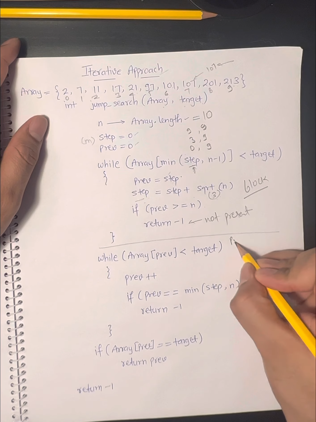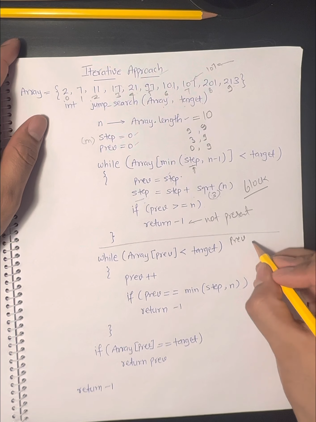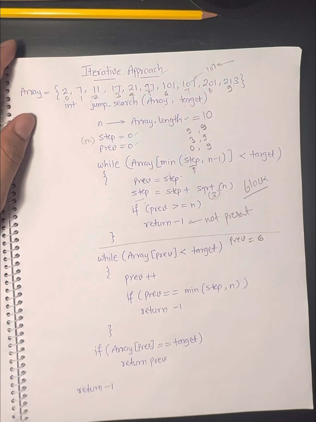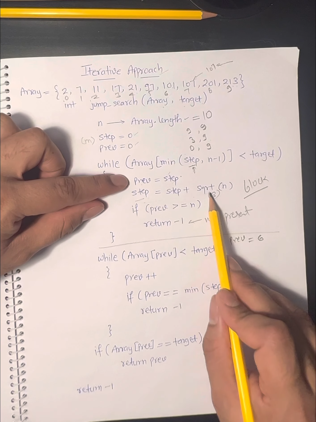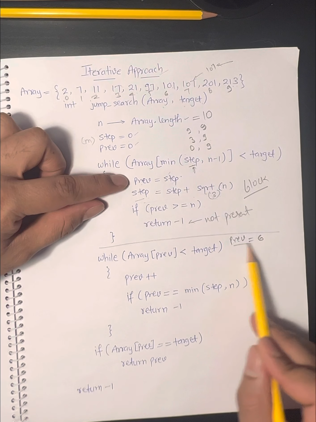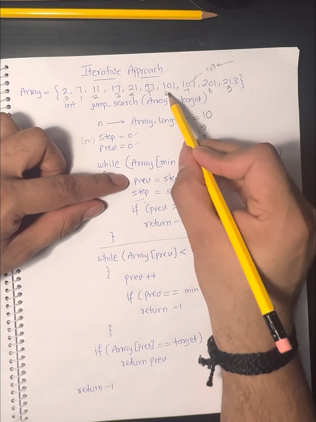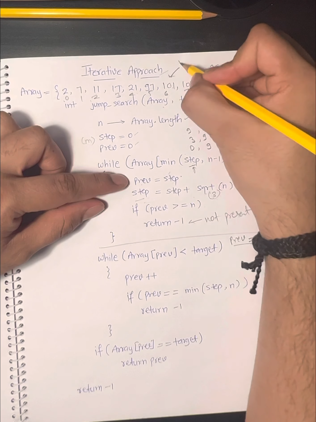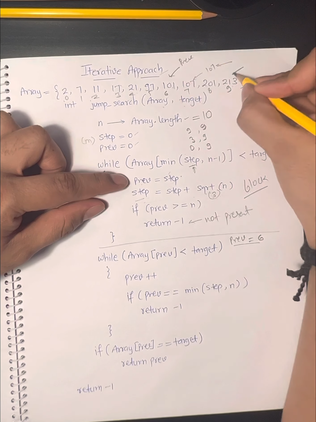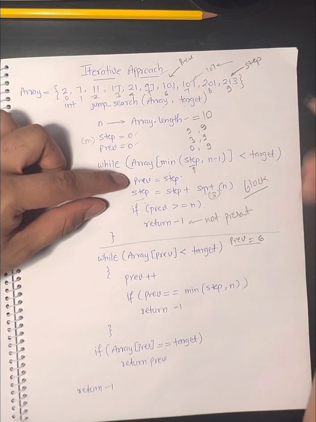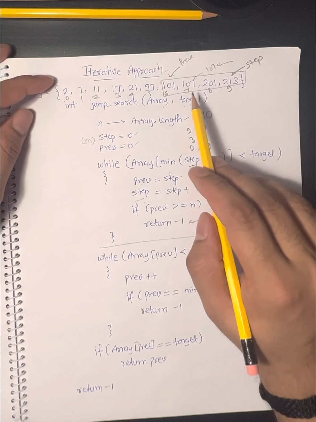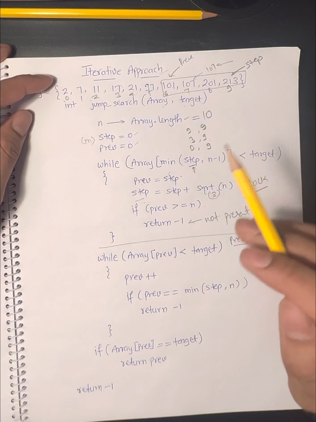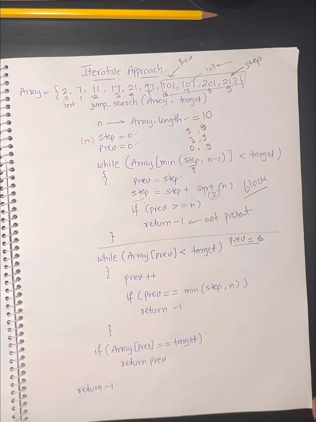At this point, what is the value of prev? The prev will be 6, because we assigned it to here and then we added the value. So the prev is 6. We have decided the value must be here. The prev is pointing at this spot and the step is pointing here. So basically we have found a block. Our value must be in this block. We have the prev as well as step to define the lower and higher end of the block.